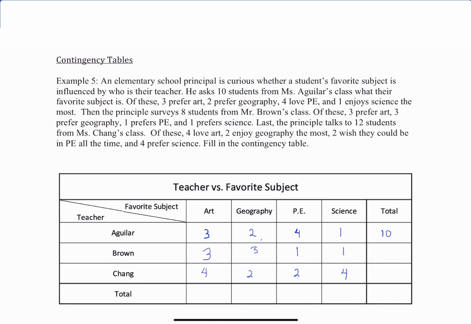Filling in the total for Mr. Brown's class. There's 3 plus 3, that's 6. Plus 2, that's 8. So hopefully we can see that the principal talked to 8 students from Mr. Brown's class. Let's see, is that the case? Yeah, the principal surveys 8 students from Mr. Brown's class. So those numbers add up well.